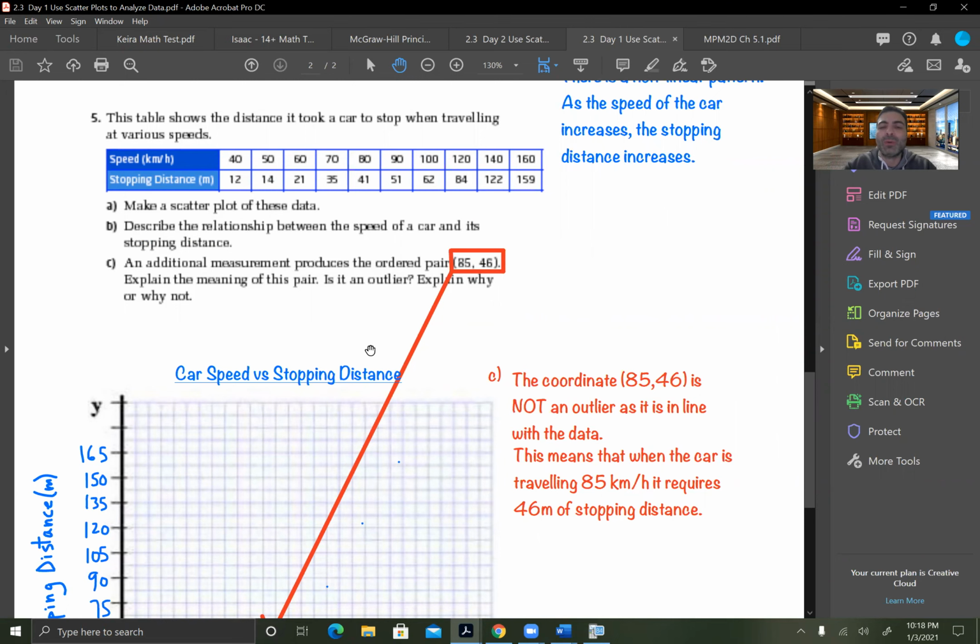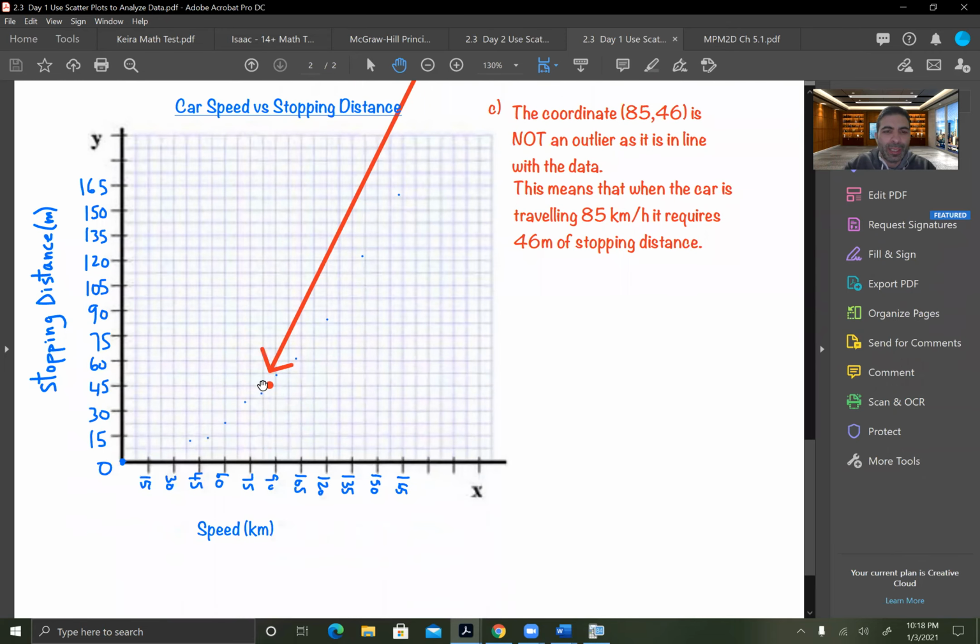It says, is it an outlier? Well, if I look at my grid, it would fall about there. And that looks like it's in line with my data. Remember, if it's an outlier, this would be way outside the data. Okay, it would be off course. Like, hang on a second, this doesn't fit the trend. Okay, an outlier is still okay. Whenever you're drawing a line of best fit or a curve, you don't follow that little outlier. It's just a one-off mistake.